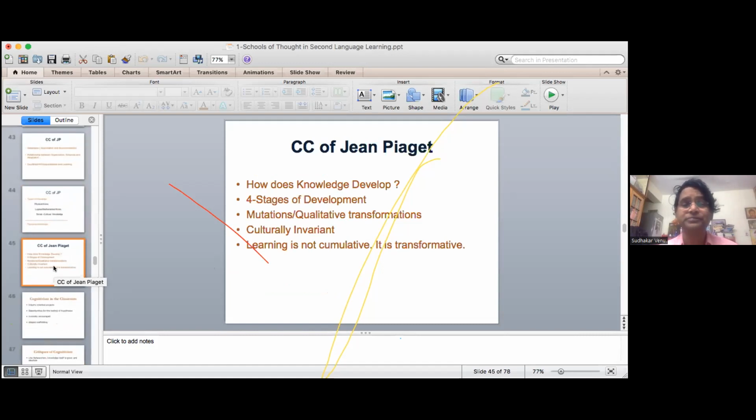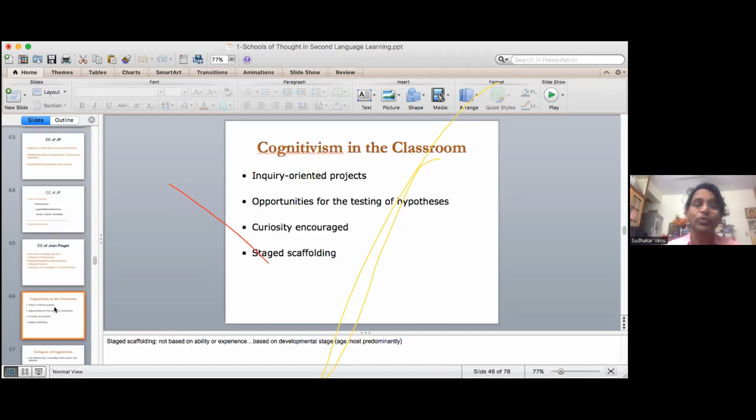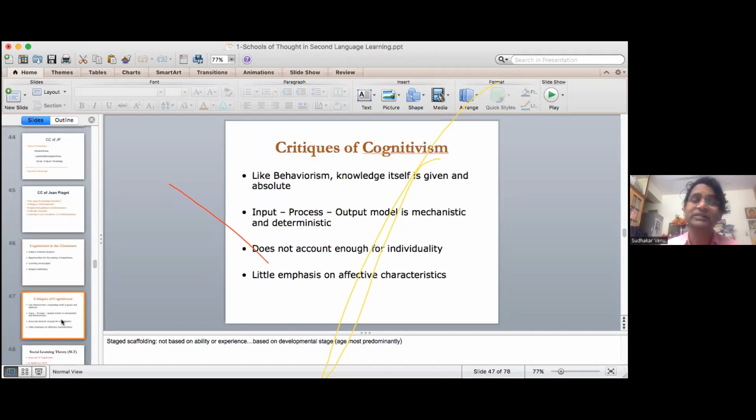Friends, Piaget has talked about four stages of development. I am not going into the details of this, but the idea is that for Piaget, cognition is important. Mind is important. Mind is a source for learning. This is what Piaget has been talking about, that we need to understand. And if you adopt cognitivism in the classroom, you may try to adopt different strategies in teaching and learning the English language. I'm not going into this particular slide, how to develop curiosity and scaffolding and all these things.